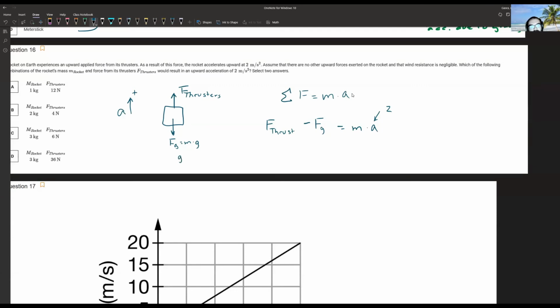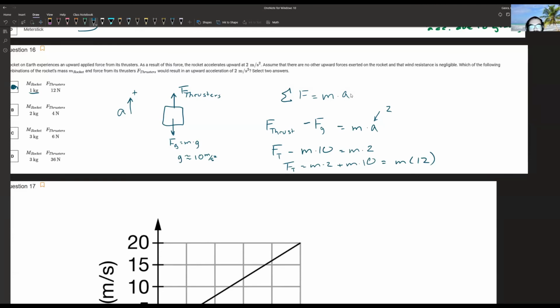We need to find a combination of these so that the acceleration is actually 2. Well, g near the surface of the Earth is approximately 10 meters per second squared, so we'll use that value. So we get the force from the thrust minus m times 10 equals m times 2. And so we can find a relationship for the thrust. The force from the thrust is going to be m times 2 plus m times 10, or really m times 12. So the first scenario is if I have a mass of 1 kilogram and I apply a thrust of 12 newtons, I will get an acceleration of 2.